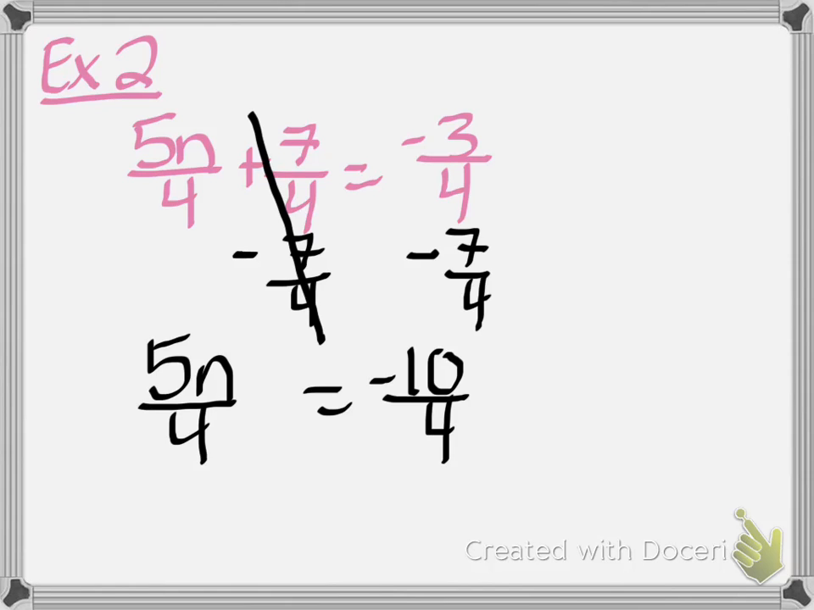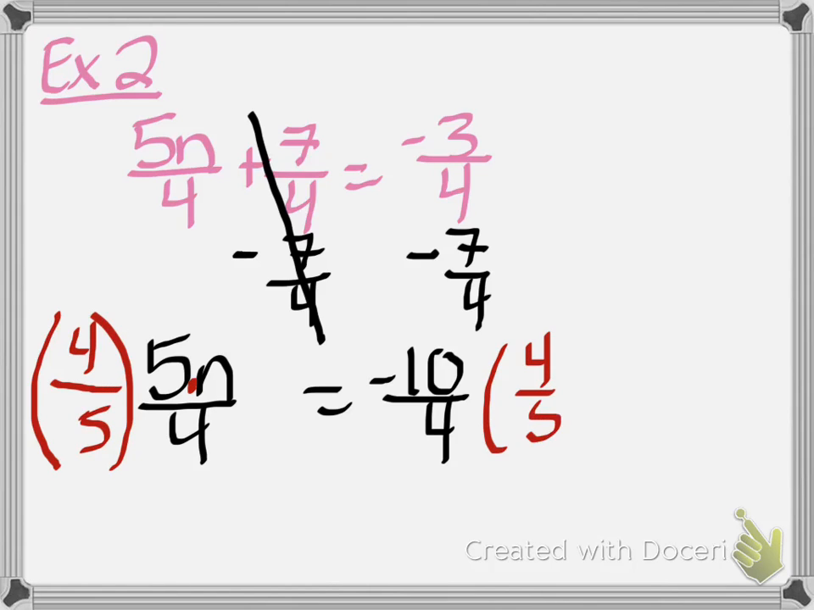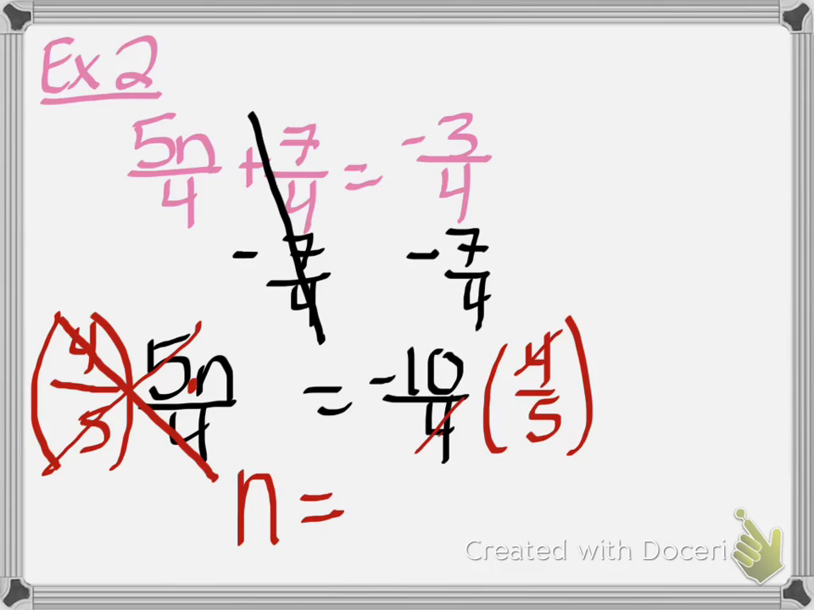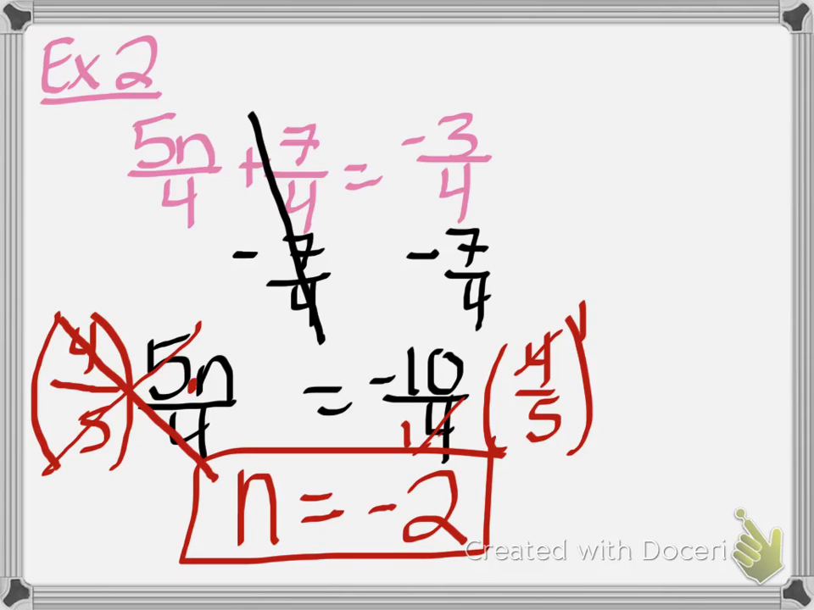Now here I have n and it's being multiplied by 5 fourths. So I'm going to multiply by the reciprocal, 4 fifths, on both sides. 4 divided by 4 is 1. 5 divided by 5 is 1. I'm left with n equals. Now here's a 4 and a 4. That's a 1 and a 1. So I'm left with negative 10 fifths or negative 2. So it starts out really complicated and then we end up with one answer for n. It's kind of cool.